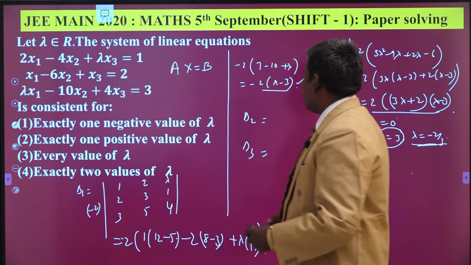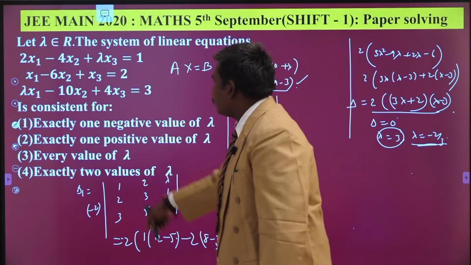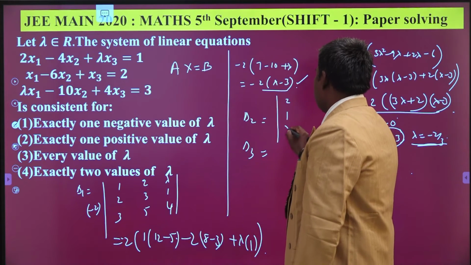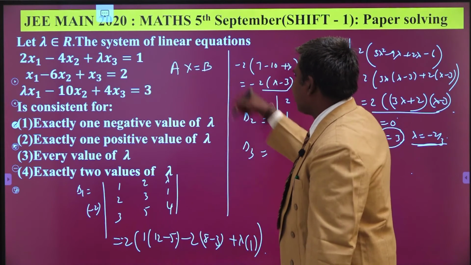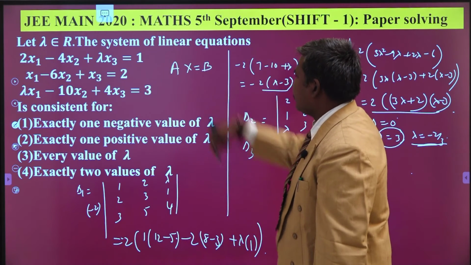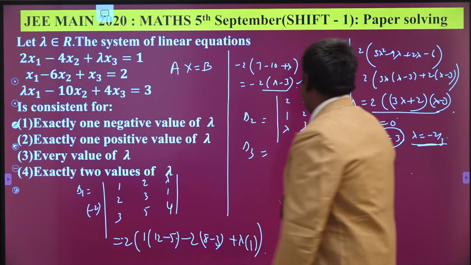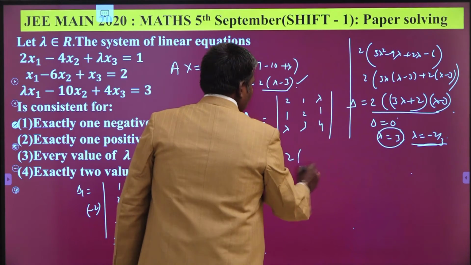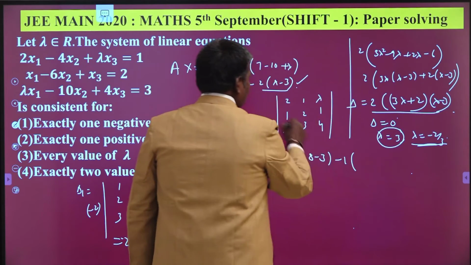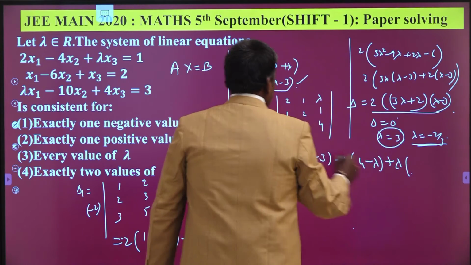You can find delta 2 itself. Delta 2 is obtained by the determinant of the coefficient matrix, replacing the second column by 1, 2, 3, so the first column is 2, 1, lambda, the second is 1, 2, 3, and the third column is lambda, 1, 4. So we obtain 2 times (4 2s are 8 minus 3) minus 1 times (4 minus lambda) plus lambda times (3 minus 2 lambda).